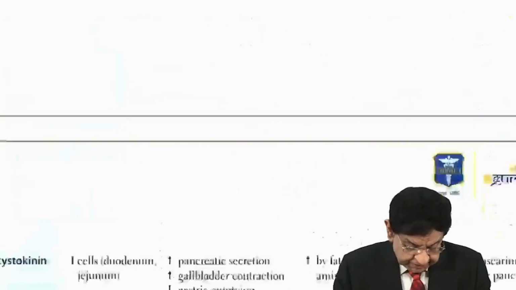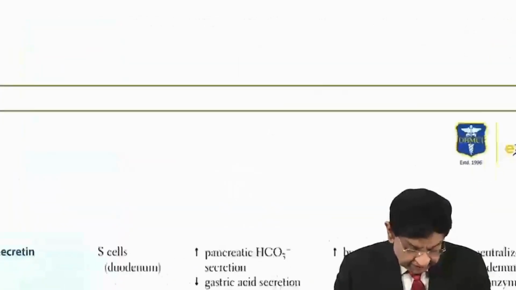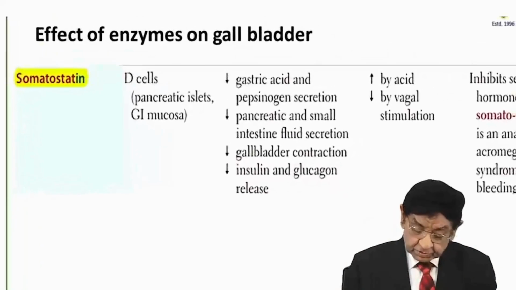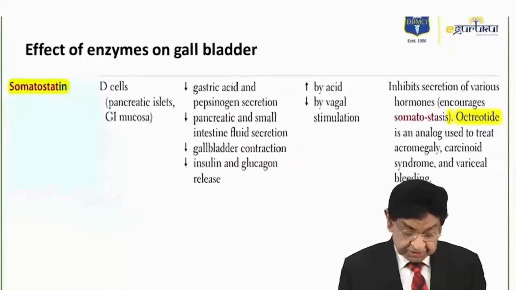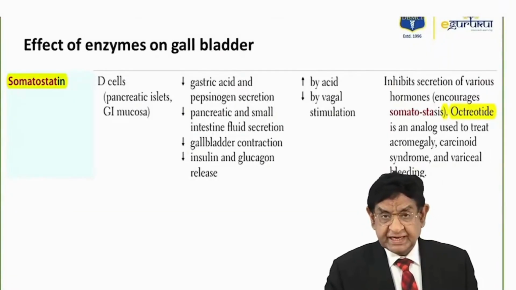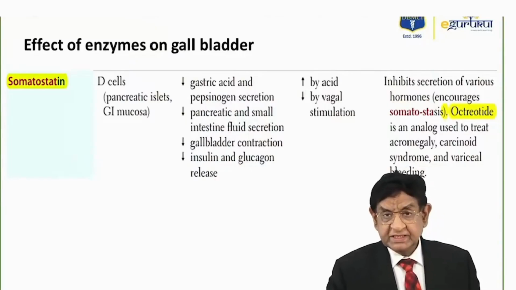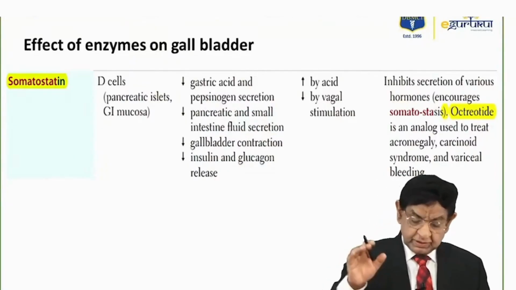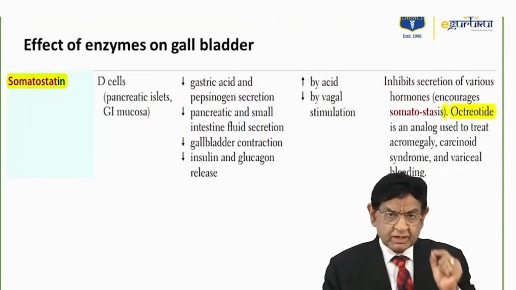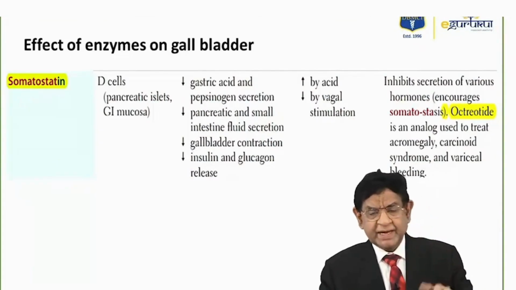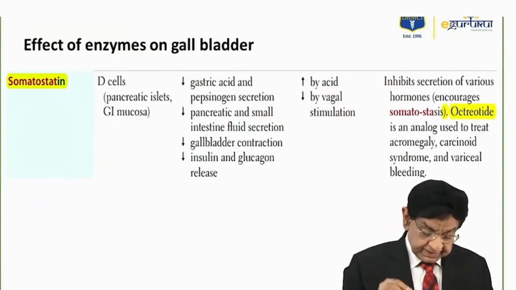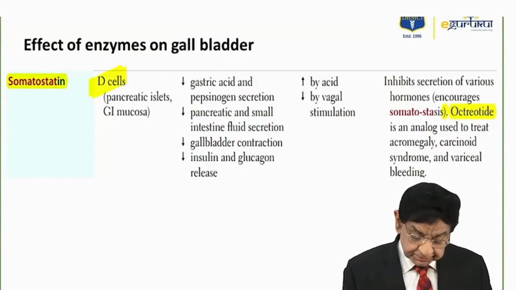We have somatostatin, we have cholecystokinin, and we have secretin. These we have studied earlier also. They have multiple functions. I discussed somatostatin in great detail when I discussed carcinoid syndrome, etc. Every one of these enzymes has many functions, but at the moment I will highlight only those relevant to my talk today. So somatostatin is made by the delta cells, note it down.